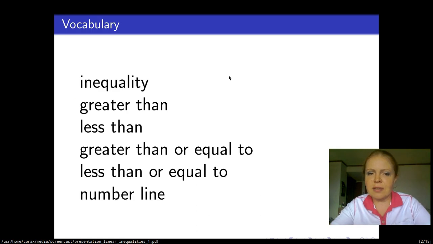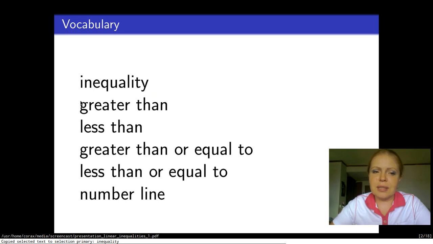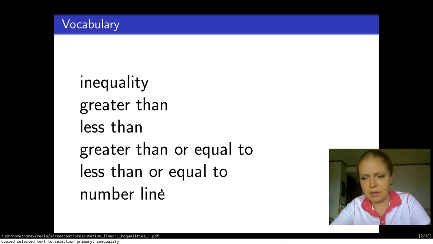Before we start, let's remember the following words, vocabulary for today's lesson. I'm sure you know all of them already, but this is just revision. So I'm going to pronounce these words. Follow me if you can. Inequality. The first one is read as inequality. Next ones are greater than, less than, greater than or equal to, less than or equal to, and finally number line. We'll talk about these concepts during this lesson.